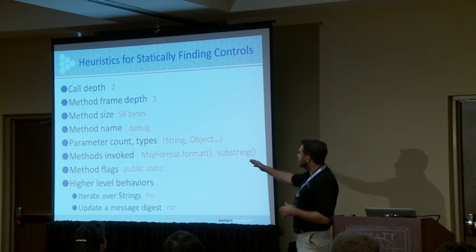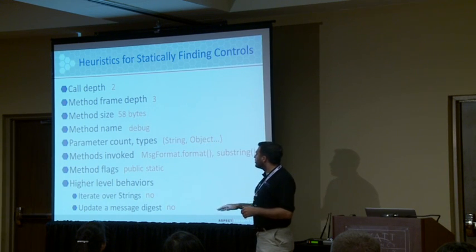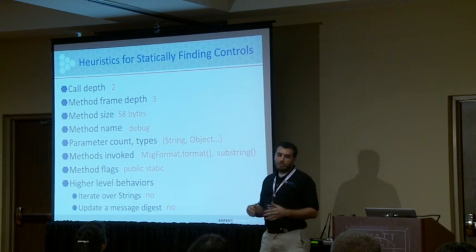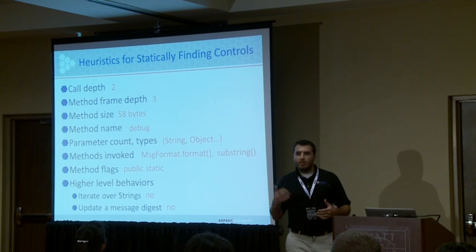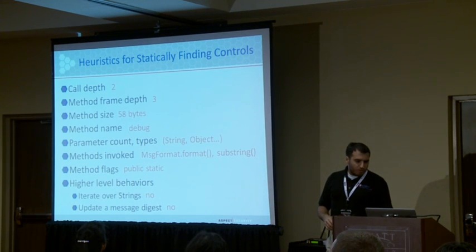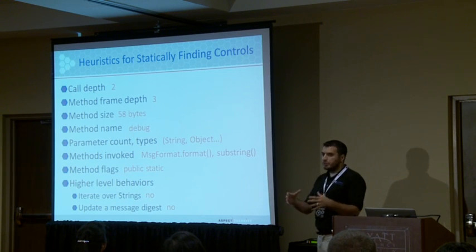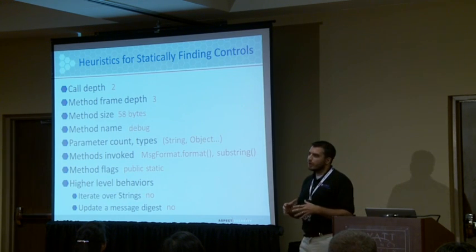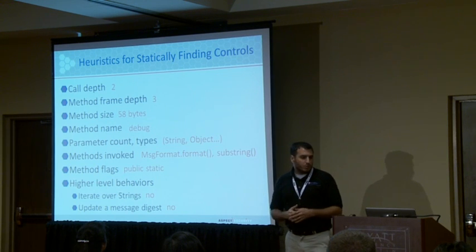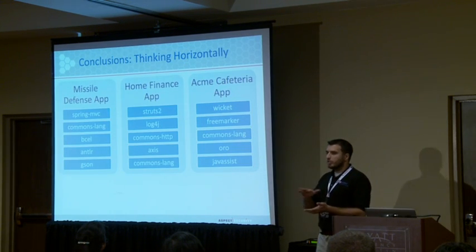It looks like it takes a variable number of things. It's got the name debug. It's not very big. It does some formatting, and it's meant to be consumed by everybody. So this makes sense to me that this could be flagged as a possible logging method. We ran this test on a very small subset of the Maven Central repository, and we got really great results. So I want to encourage people to start thinking more horizontally like that.